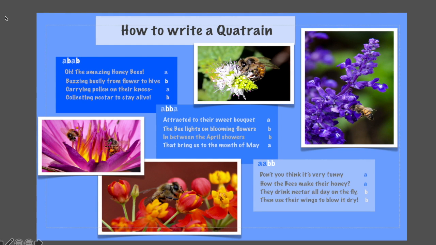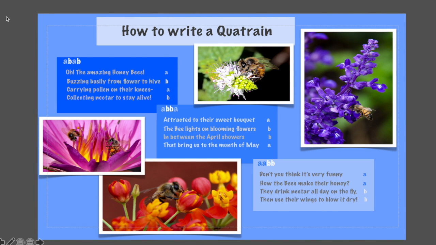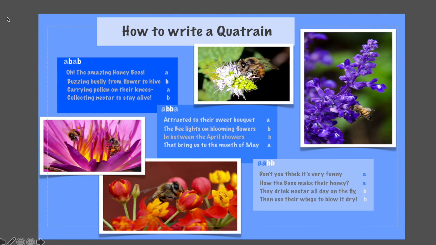The rhyme scheme is A-B-B-A. Attracted to their sweet bouquet, the bee lights on blooming flowers, in between the April showers that bring us to the month of May. And finally, A-A-B-B. Don't you think it's very funny how the bees make their honey? They drink nectar all day on the fly, then use their wings to blow it dry. Now you try. Be sure to choose a photo you like, choose a rhyme scheme, and most importantly, have fun.